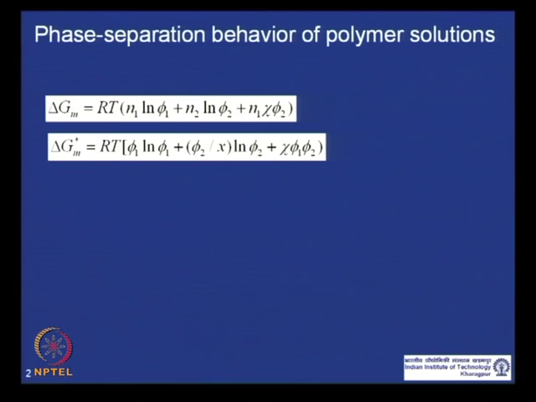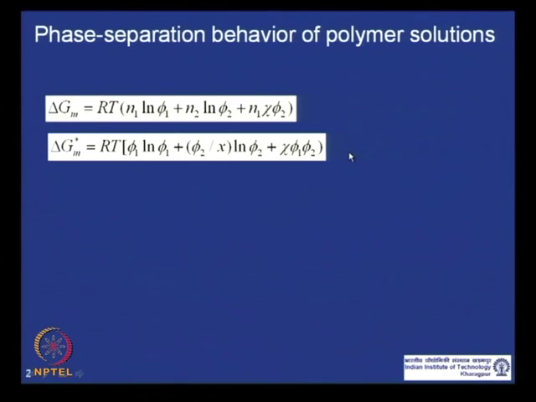Now, let us complete the discussion we were having in the last lecture. From the Flory-Huggins equation, this is the Flory-Huggins expression, and then we converted it to Gibbs energy of mixing per segment in the last lecture, which turned out to be this.